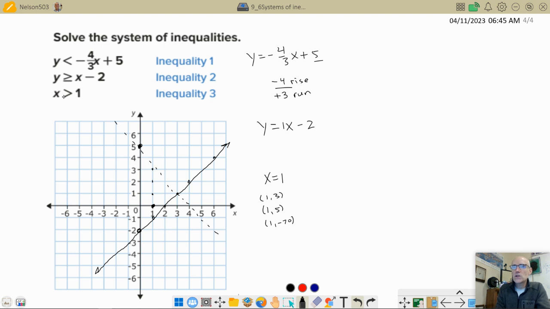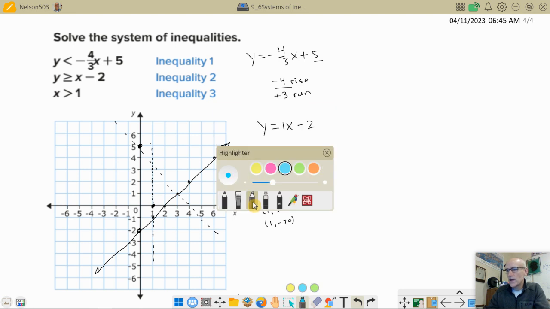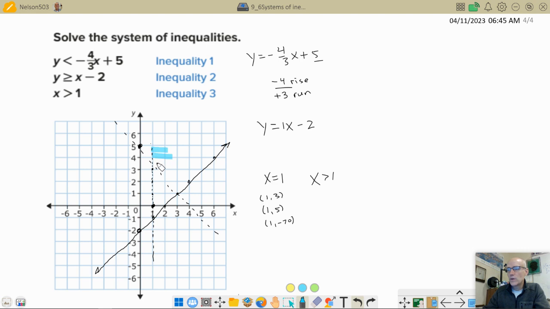Now, do I want it dashed or do I want a solid line? I want a dashed line because it is not equal to here. It's just a greater than symbol, okay? So let's start shading, and I'm going to start with this one right down here, my last one. What says I want all values that are greater than 1? I don't really probably need to do a whole lot of testing for that, right? I want the x values that are greater than 1. So let's just kind of shade in that direction, right?